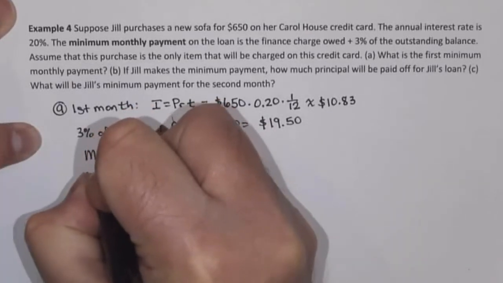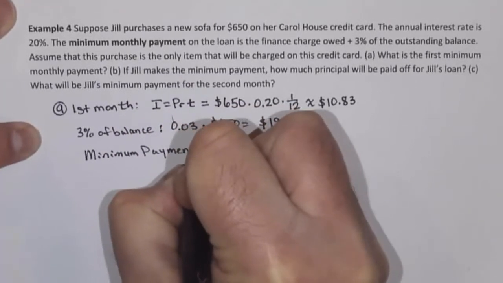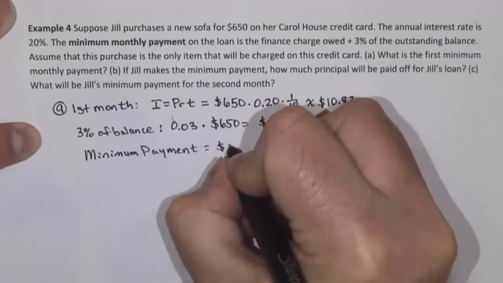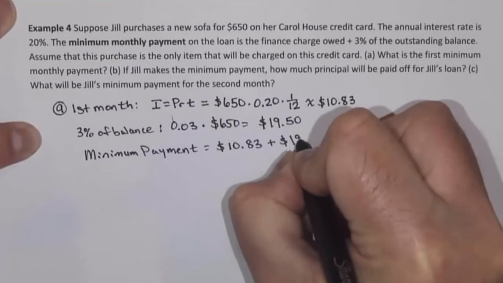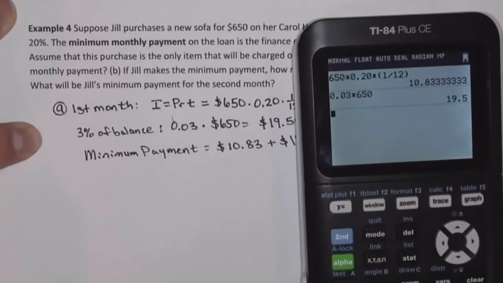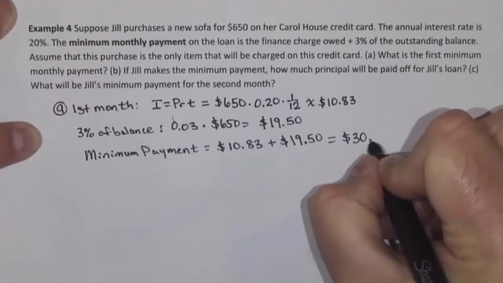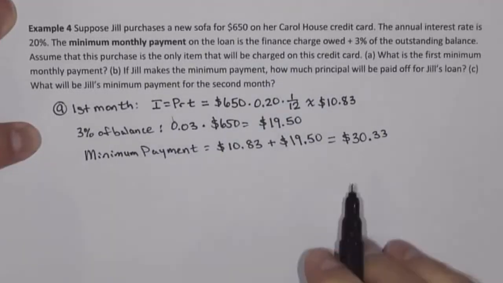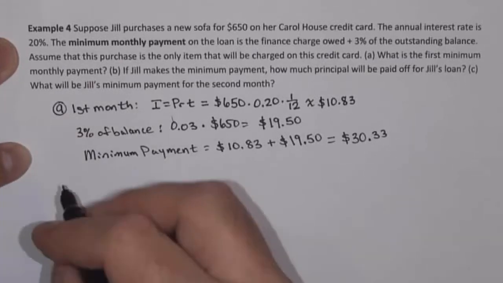So her minimum payment is going to be those two things added together. So the $10.83 in interest plus the $19.50 that goes towards the balance. So if we add those together, $10.83 plus $19.50, that is $30.33. So Jill's minimum payment is going to be $30.33. So that is Jill's minimum payment for the first month.